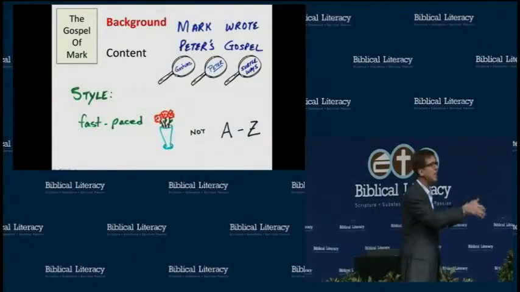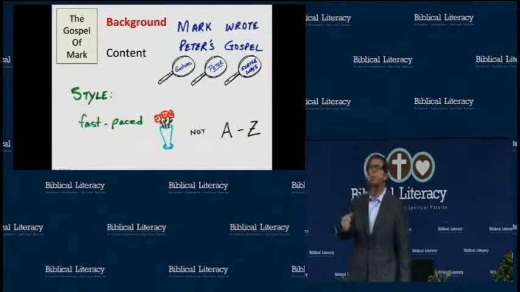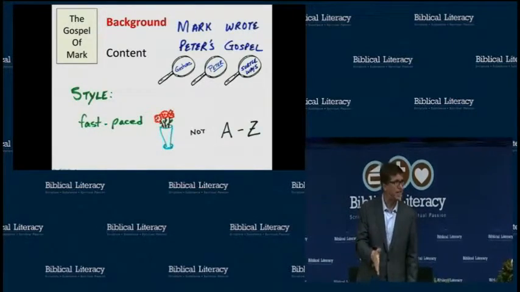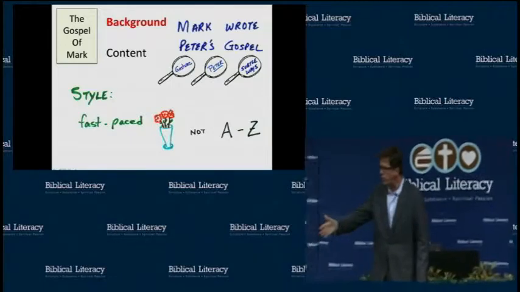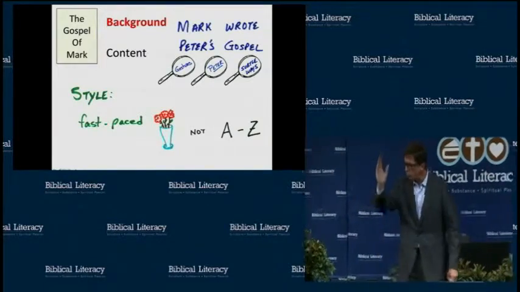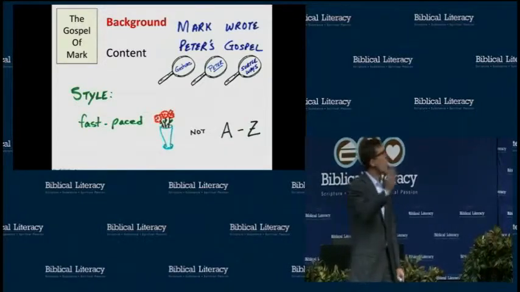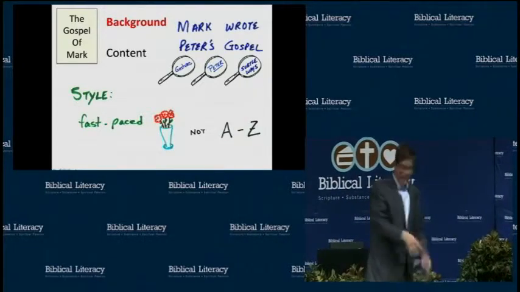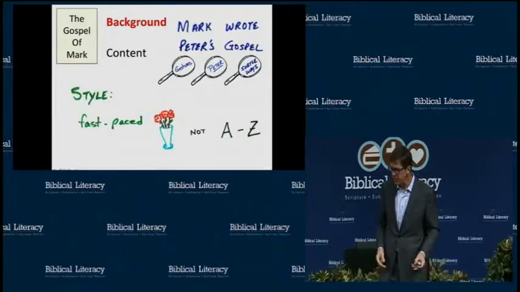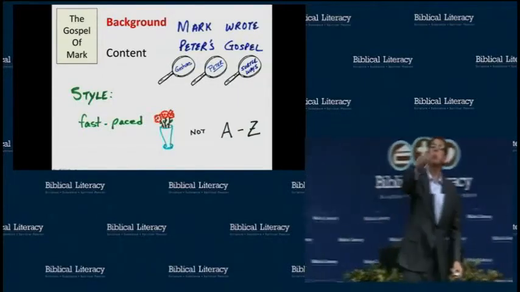It's not an A, B, C, D, E, F, G. He is purposefully not writing it in chronological order. This is day one. This was day two. This is day three. He was not working through a diary day by day. He's arranging flowers.